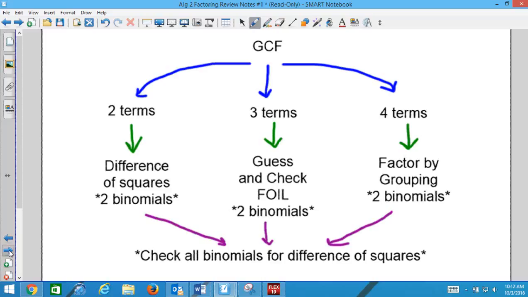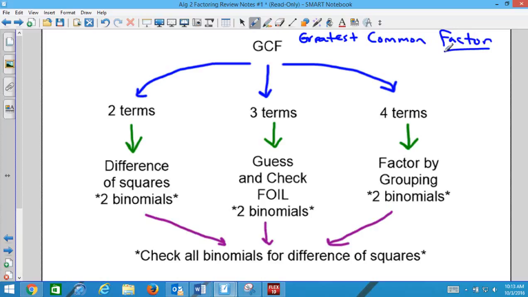So what we have here, we're going to come back to later. This is how you factor anything. You always begin with GCF. What's GCF stand for? Greatest common factor. Factor means something that you can multiply by something else to give you that number.